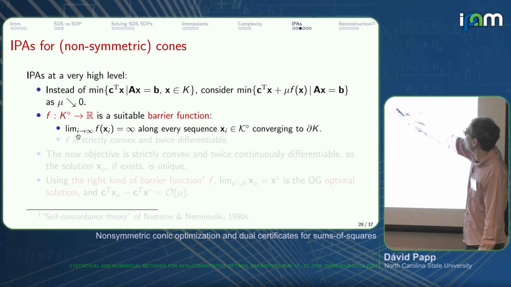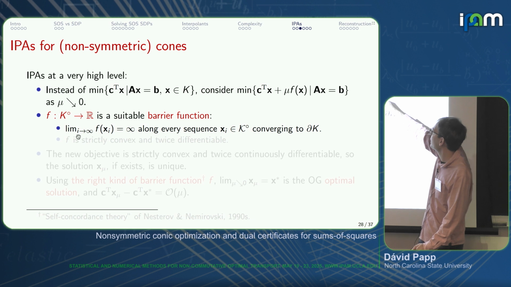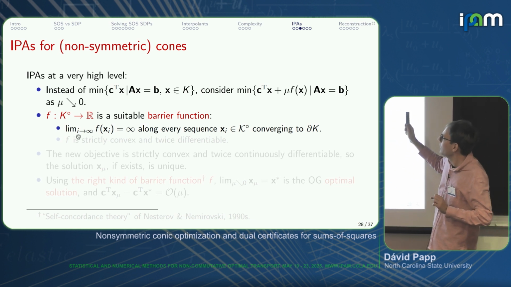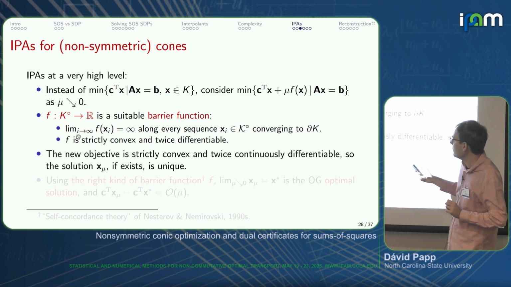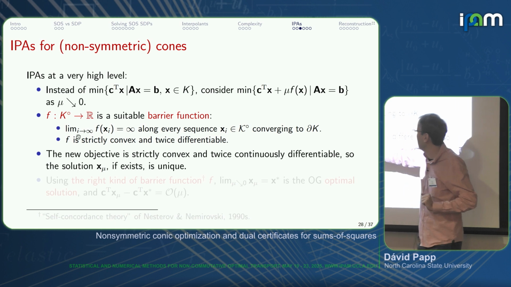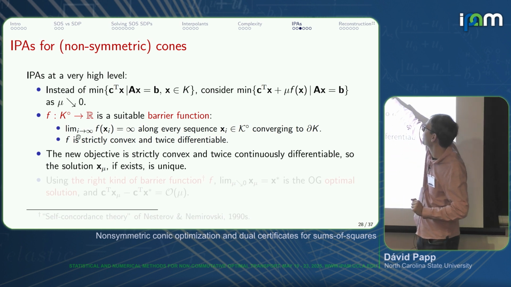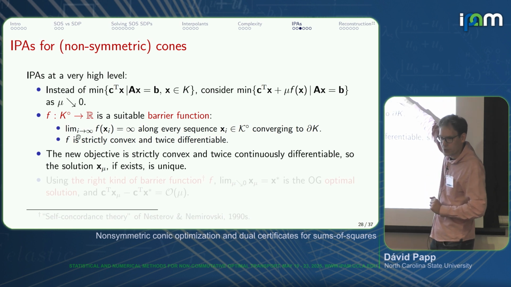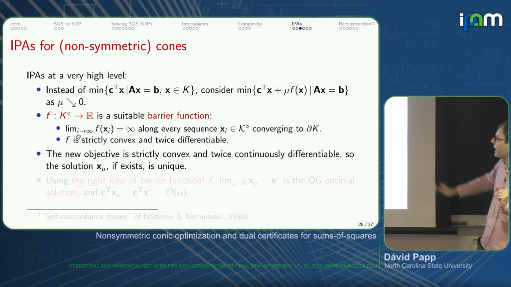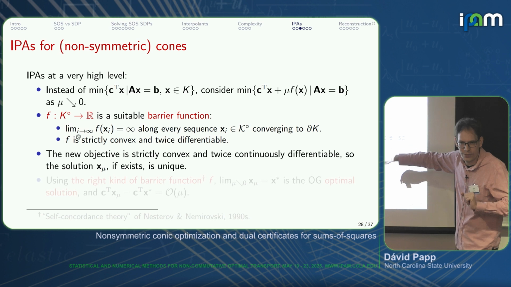So no matter what mu I choose here, any positive mu will ensure that I will stay inside the interior of the cone. And let's also choose f in such a way that it's strictly convex and twice differentiable. Then I have a strictly convex, twice differentiable objective function here. I just have linear constraints here. Assuming that a minimum exists, just waving my hands, it's unique. It's well defined for every mu.